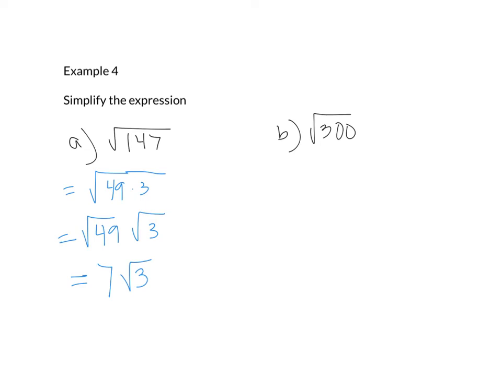Same thing for 300. So anything that ends in 2 zeros, I know is divisible by 100. So I can actually factor out 100 because that's a perfect square. So we're left with 100 times 3. Okay, we split up into two different radicals. Square root of 100 times square root of 3. Square root of 100 I know is 10. Square root of 3.